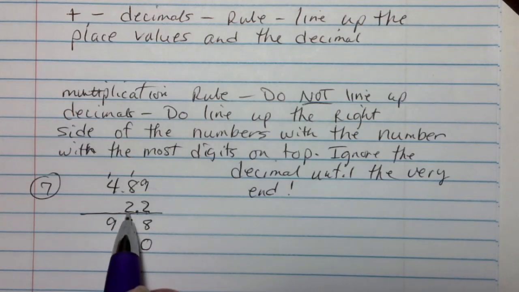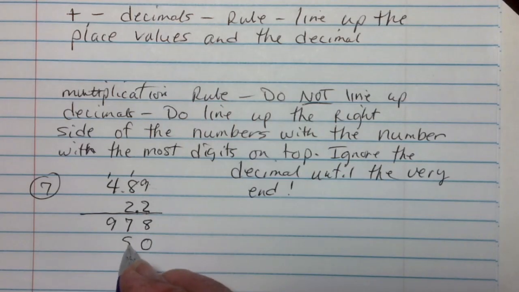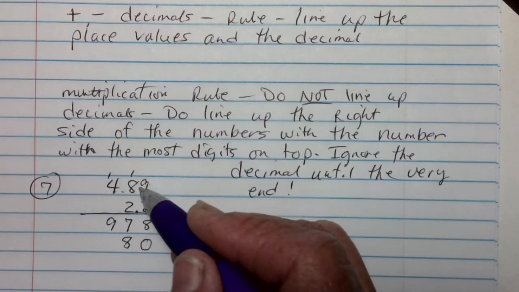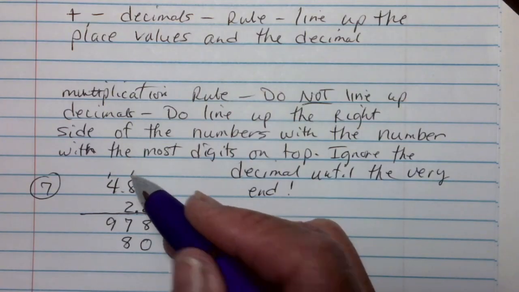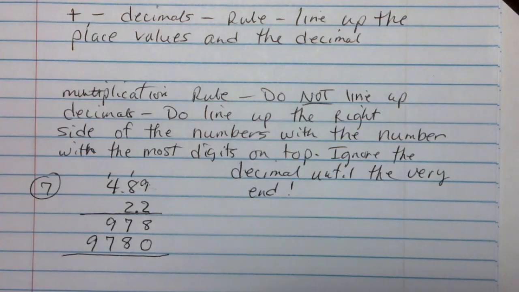Now I'm going to use this 2. 2 times 9 is 18. Write down the 8, and I carried the 1. 2 times 8 is 16, plus 1 is 17. Write down the 7, carry the 1. And 2 times 4 is 8, plus 1 is 9. Draw a line, add them up.